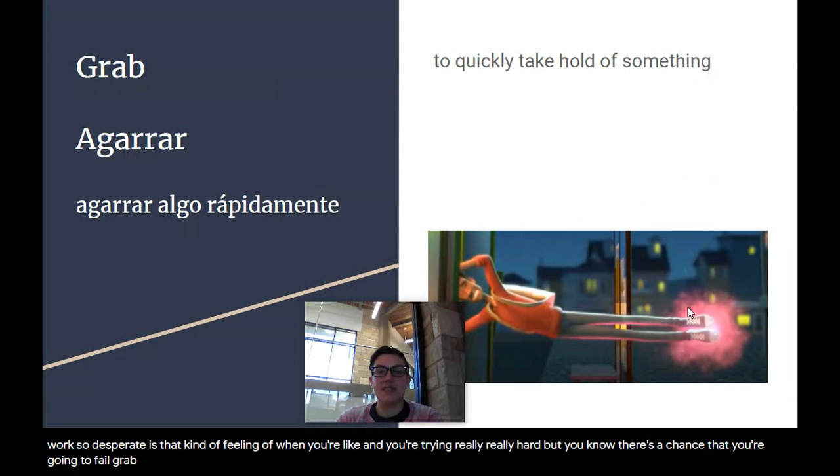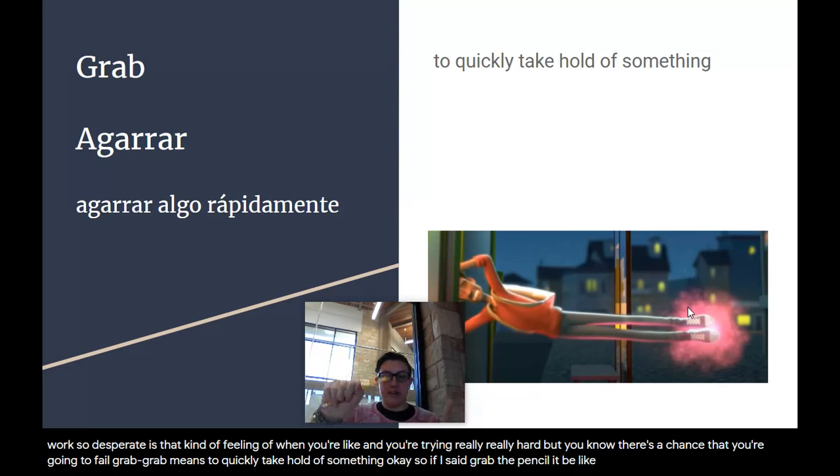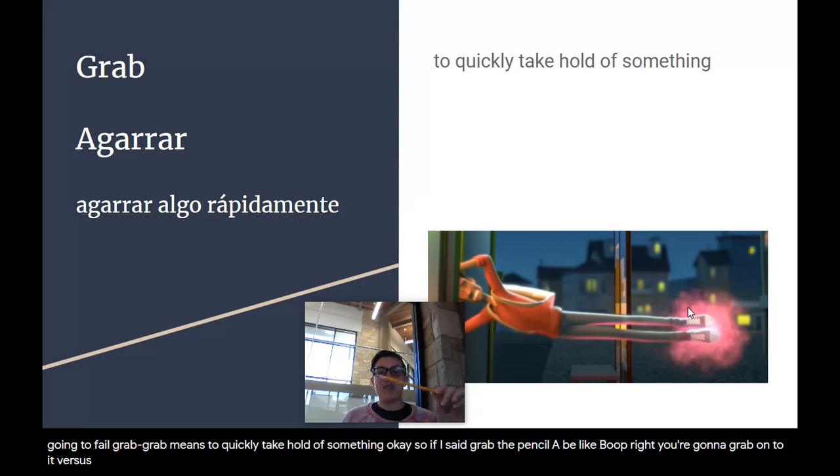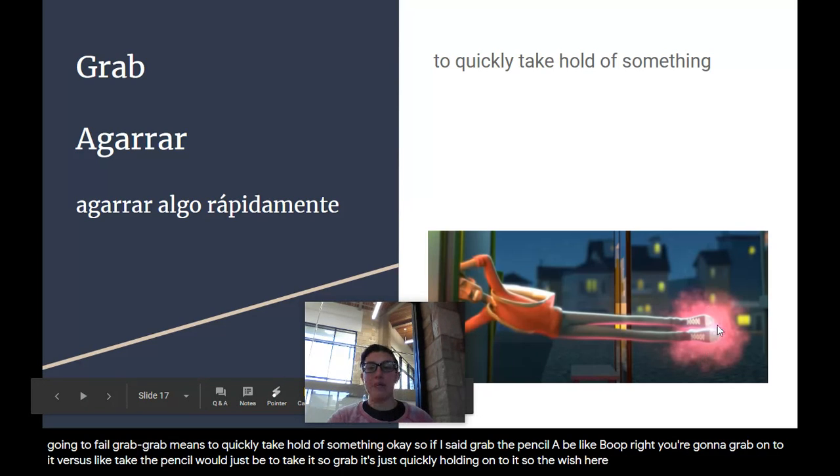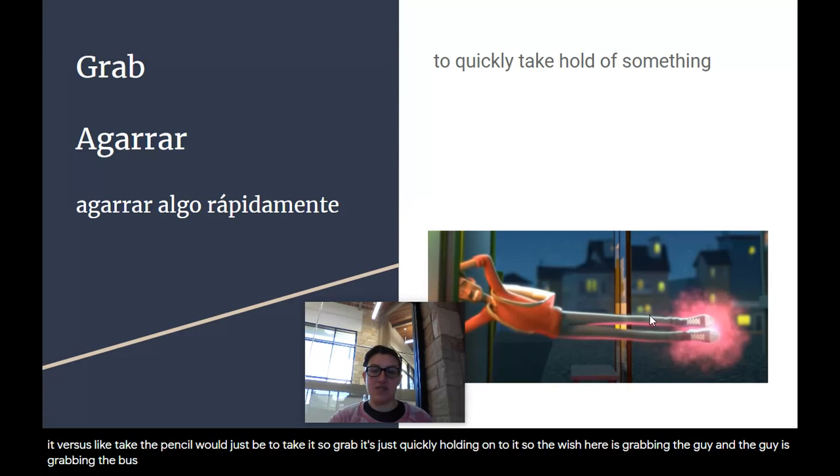Grab. Grab means to quickly take hold of something. Okay, so if I said, grab the pencil, it'd be like, boop, right? You're going to grab onto it. Versus take the pencil would just be to take it. So grab is just quickly holding onto it. So the wish here is grabbing the guy, and the guy is grabbing the bus. Okay, so two different things are being grabbed at the same time.